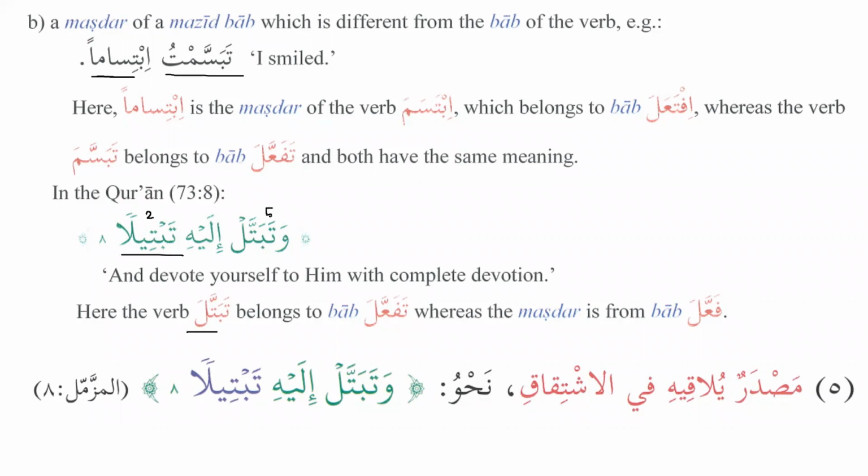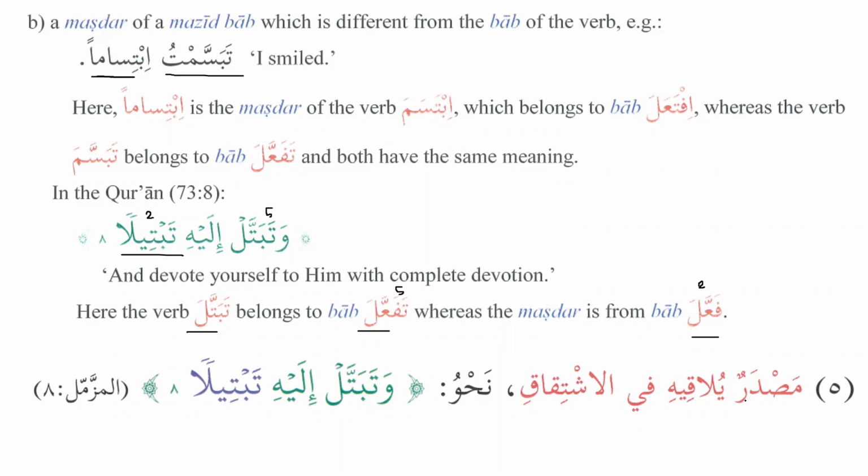So now we can see over here that the verb that we have is tabattal, which belongs to tafa'ala, whereas the masdar is from fa'ala. So we know that tafa'ala is form number 5, and fa'ala is form number 2. So it should have been, as you said, watabattal ilayhi tabattulan. And whenever we say this, of course, we mean min duni al-Quran or min ghayri al-Quran, of course, for the purpose of learning. And whatever is in the Quran, that is haqq, right? So wa tabattal ilayhi tabattulan, but in fact, instead of that, what we have in the Quran is wa tabattal ilayhi tabtila, and that's the beauty of the Arabic language and the beauty of the Quran.